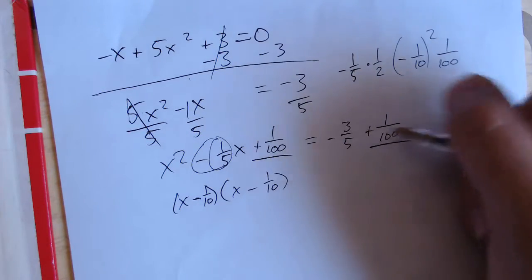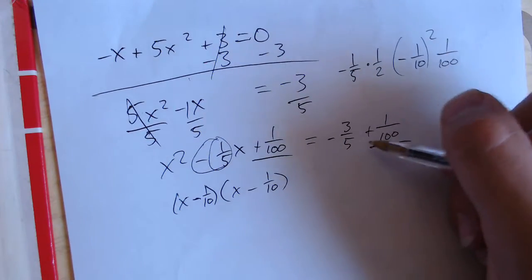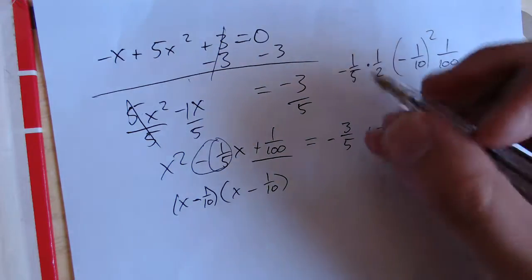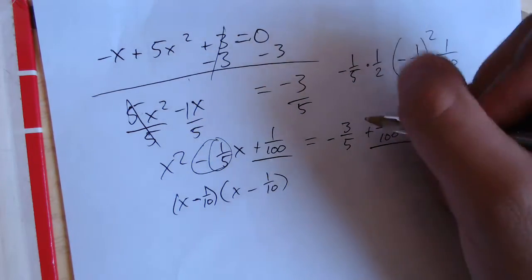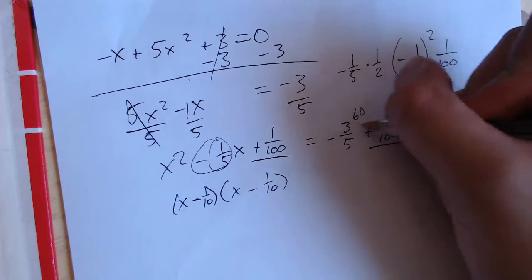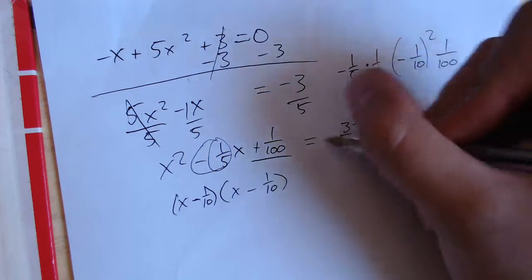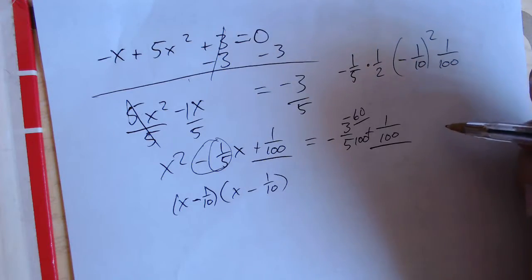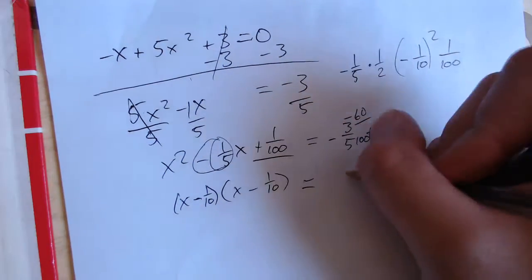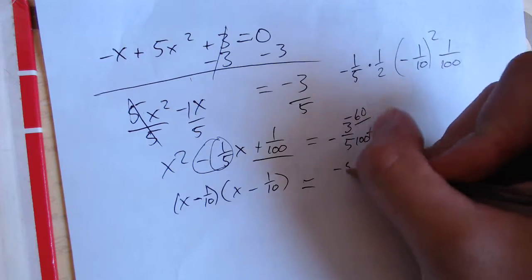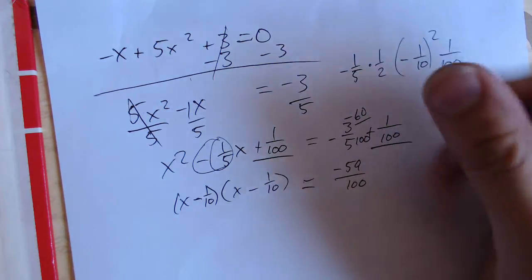And this side, we have to add these fractions. So 5 goes into 100 20 times. We multiply each of these by 20. 3 times 20 gives us 60. So this would become negative 60 over 100. So negative 60 plus 1 gives me an answer of negative 59. So now we've got negative 59 over 100.